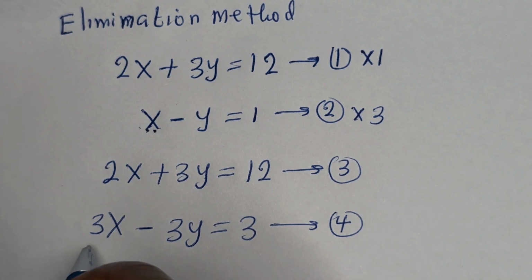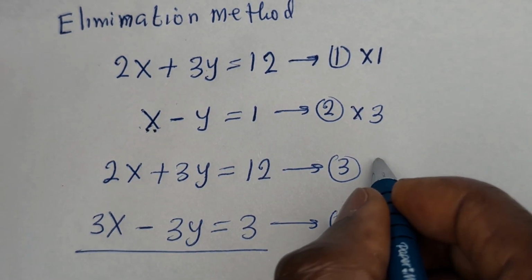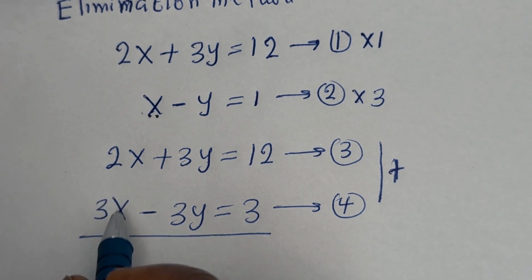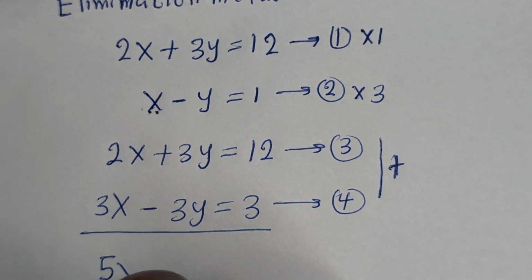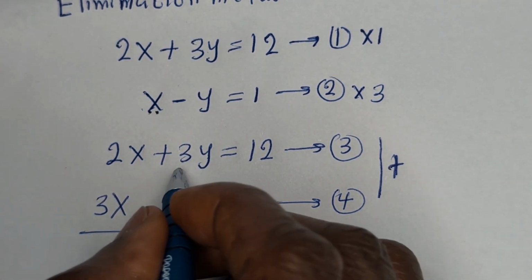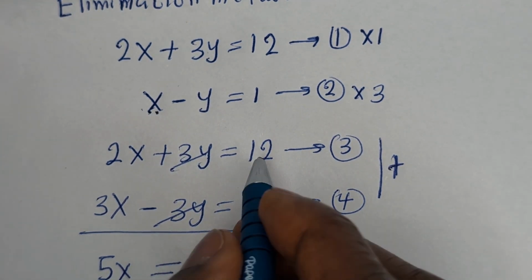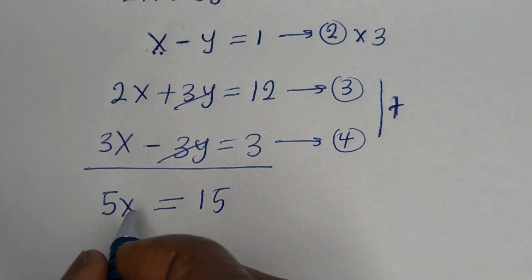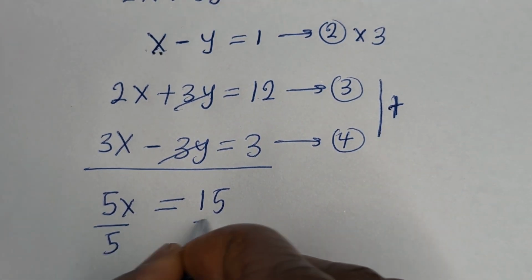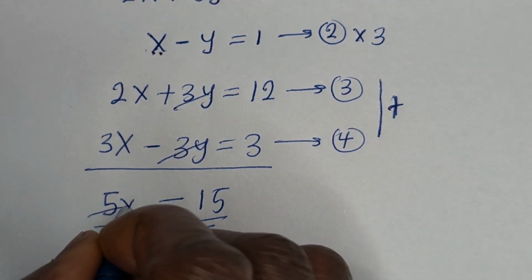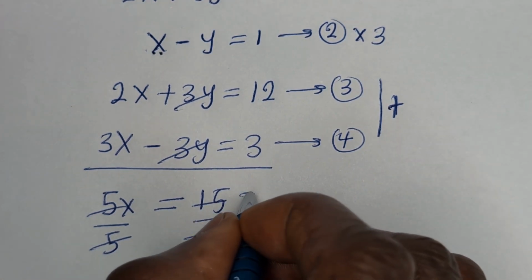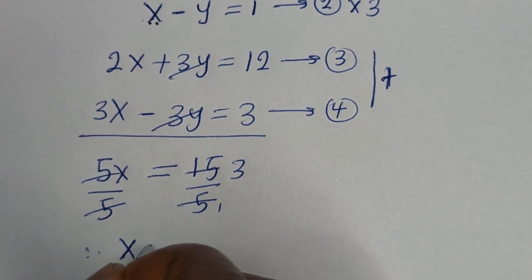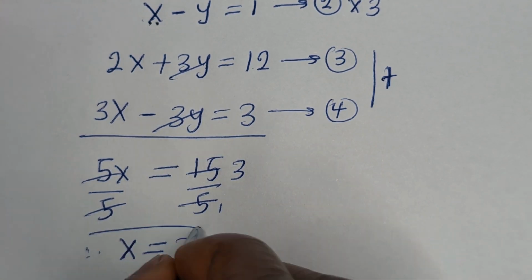Now let's add the two equations together by the elimination method. If you add these two equations together, we have 2x plus 3x, this is 5x, and the y terms cancel, equal to 12 plus 3, that is 15. Now let's divide both sides by 5. Therefore, x is equal to 3.